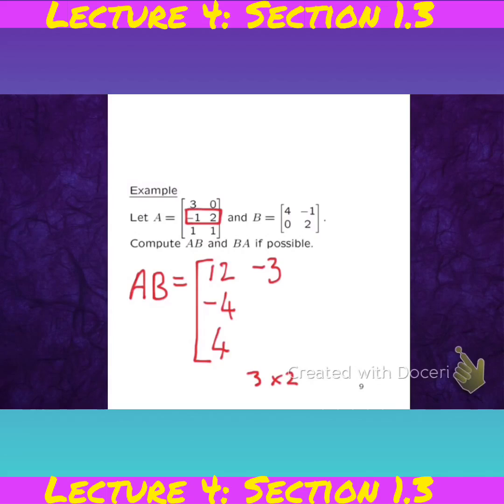Then we're going to take the next entry, which is going to be the second row of A, dot product with the second column of B. So that's going to be minus 1 times minus 1, which is plus 1, plus 2 times 2, which is 4. So that is going to be 5.